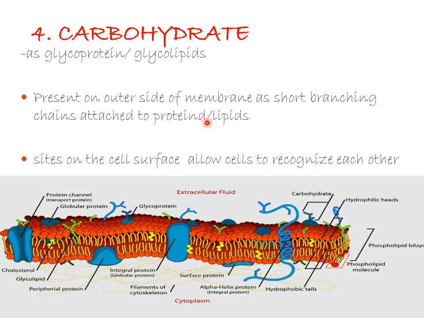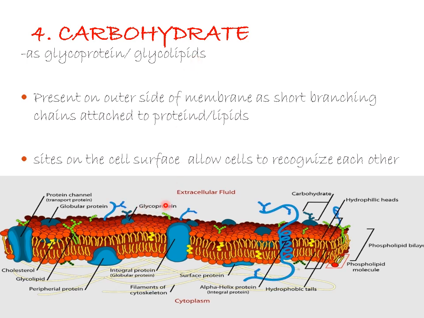Now coming to the last portion, that is carbohydrate. This carbohydrate in cell membrane is present either in the form of glycoprotein or glycolipid. Glyco means carbohydrate, protein is protein. So carbohydrate, when it is attached to protein, is called a glycoprotein. When carbohydrate is attached to lipids, it is glycolipids.